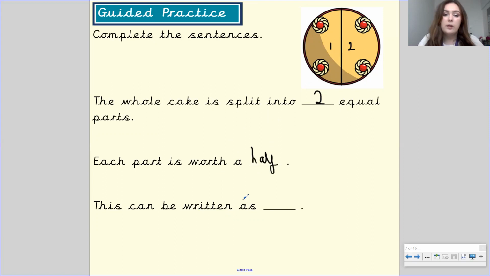Now, how can we also write this? Pause the video to have a think. Well done, we can write it as 1/2.